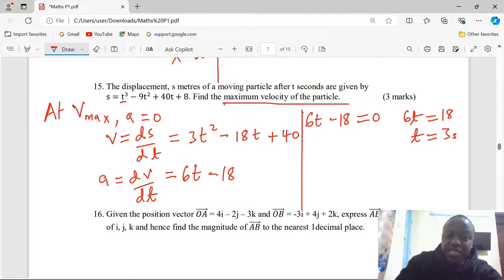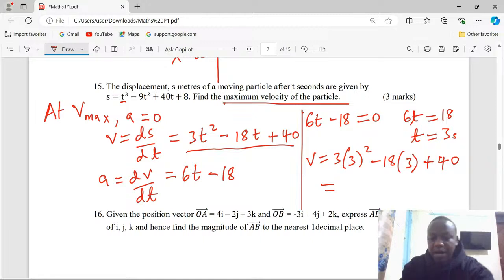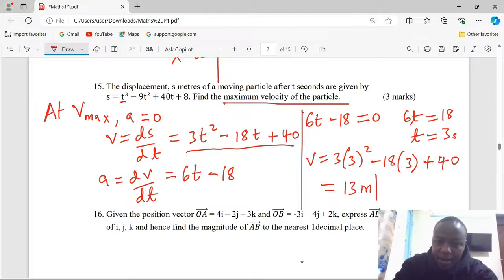So the velocity itself now, because we have t at maximum velocity, then the maximum velocity itself can be obtained, which will be 3 squared. I'm using the velocity function here. Then minus 18 into t, which is 3, plus 40. Let's get the value of the maximum velocity. This will be 3 multiplied by 9, then minus 18 into 3, then plus 40. This is going to be exactly 13 meters per second.